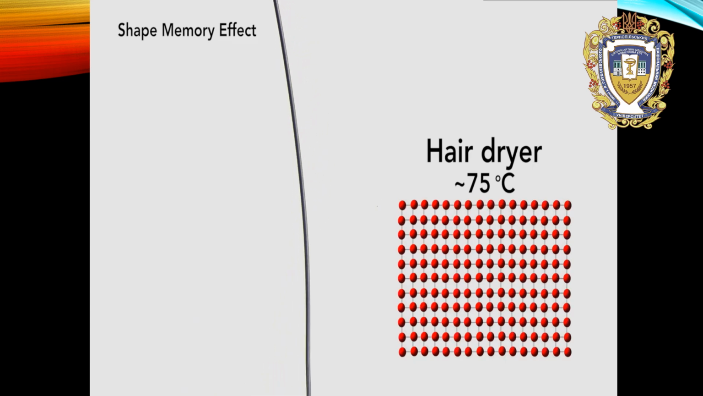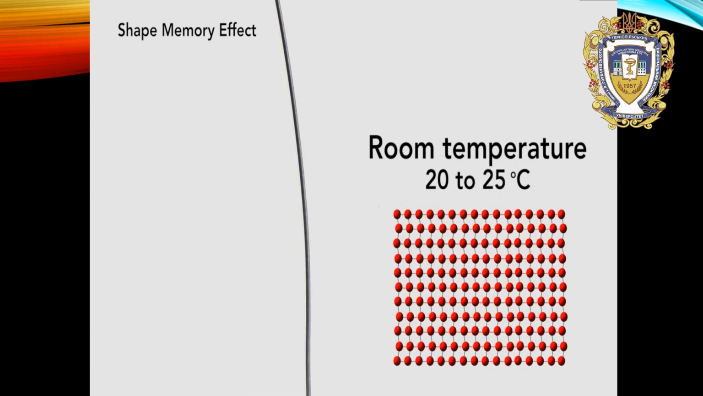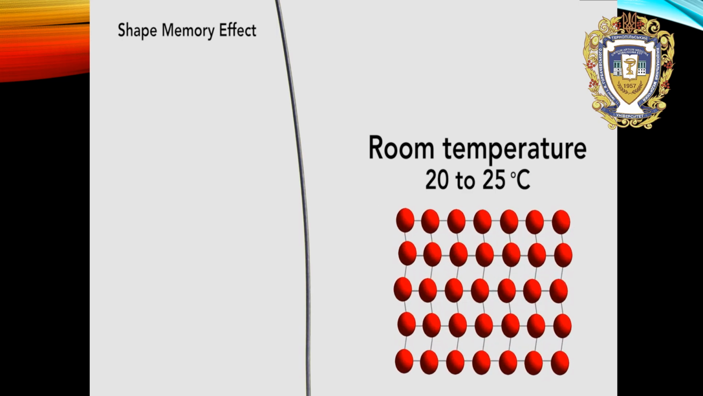The tidy, neat squares return. And then as it returns to room temperature, the twin structure returns, the one with an equal number of both rhombuses.